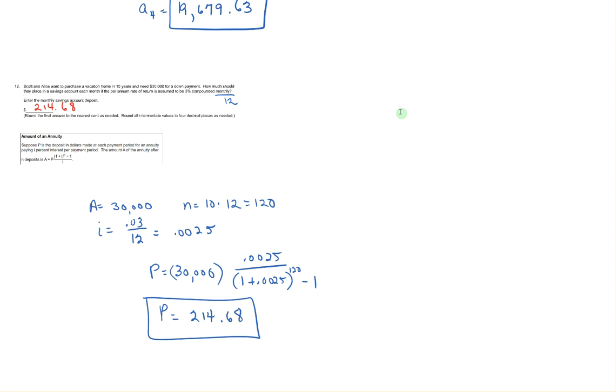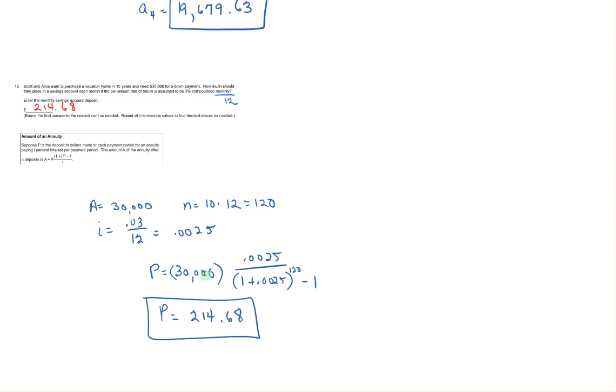All right, so let's think about what we've got. A is the 30,000. That's what you're trying to get to. I is 0.03, the 3% divided by 12, so each month it'll be 0.0025. n is the 10 years, but we have to have it in months, so 10 times 12 is 120. So we have our A, an I, and a 120.